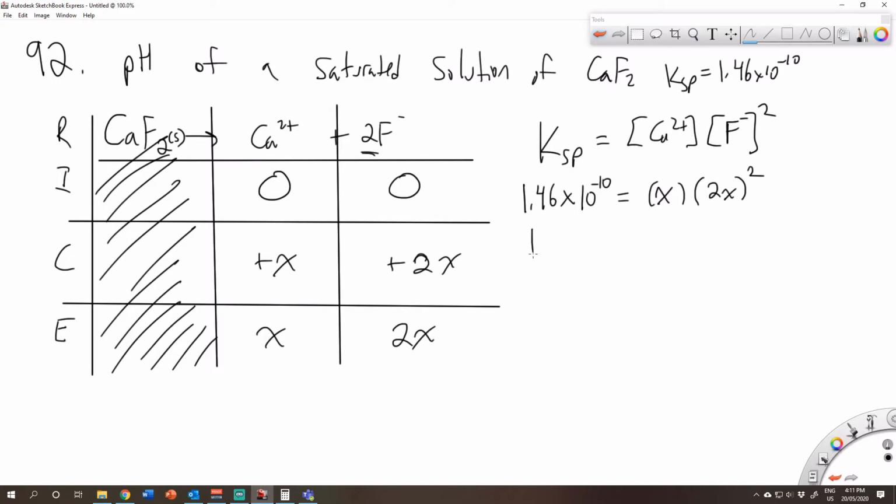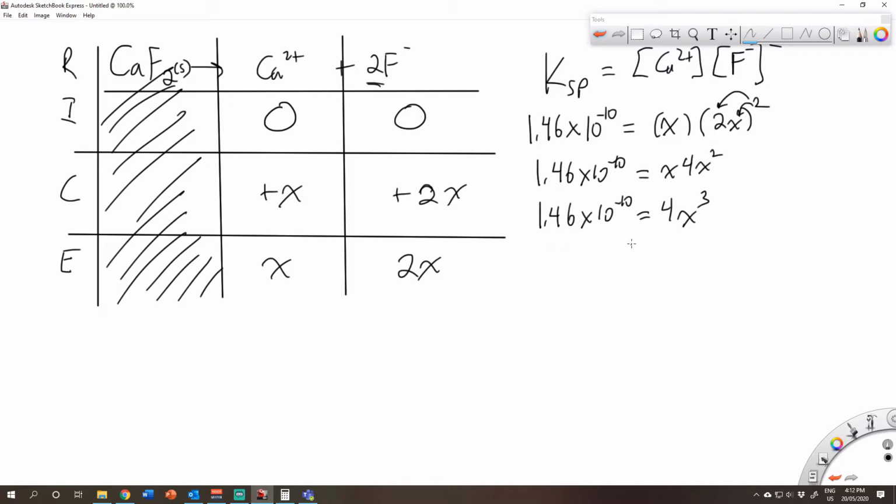Okay, simplifying things a little bit, we get 1.46 times 10 to the negative 10. The 2 will square, so we get x times 4x squared. Altogether, this becomes 1.46 times 10 to the negative 10 equals 4x cubed. All right, some algebra later, we'll divide this by 4, then cube root that. That'll give me x, which is the concentration of calcium, and 2x is the concentration of fluoride.